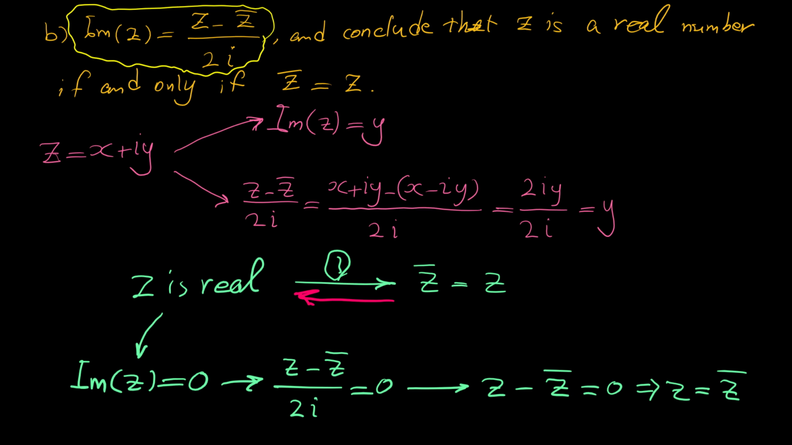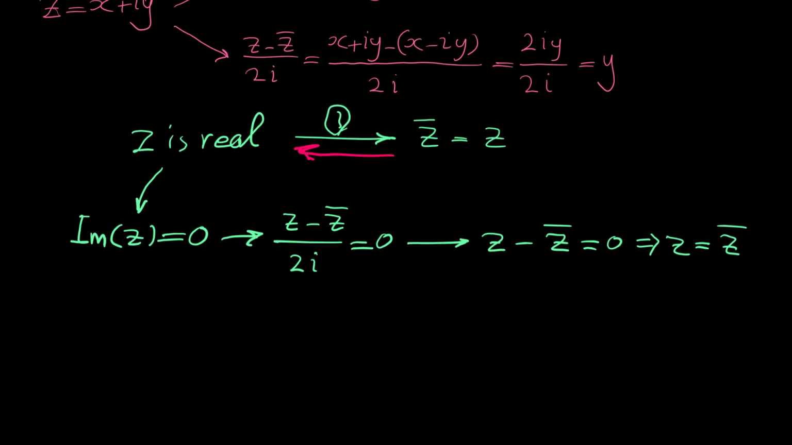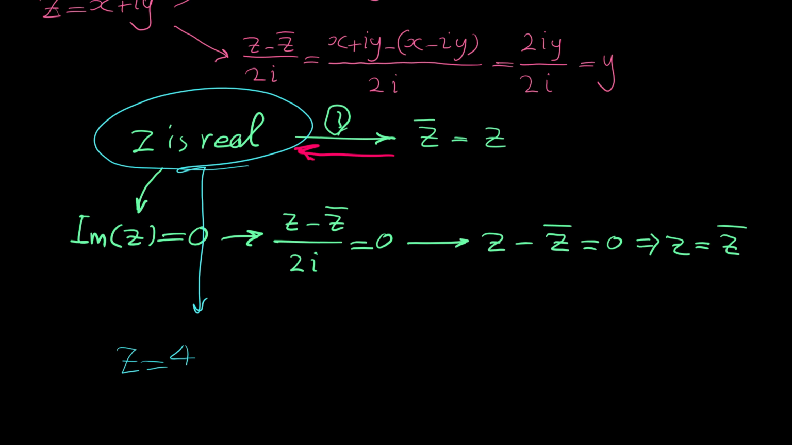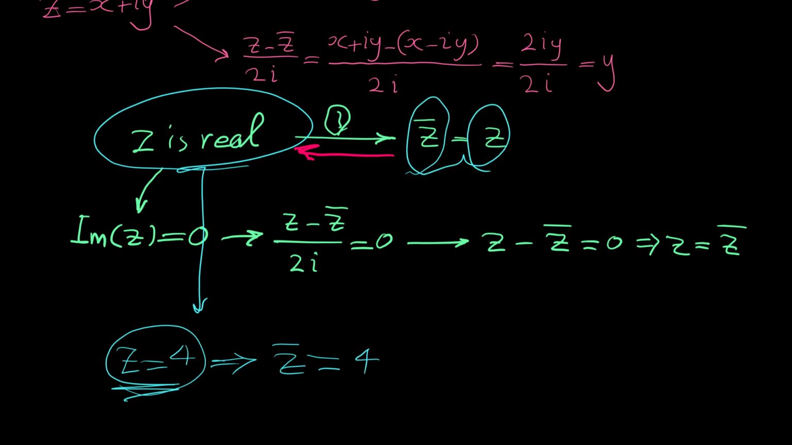Before we prove the other side of this statement, let me show you some examples of the meaning of this. When z is real, it means what? It means that z is something like 4 or 5 or negative 2. It's just a real number, a normal number that we use. If z is real, what is the conjugate of this number? The conjugate of 4 would be again 4. And of course, z conjugate is the same as z.